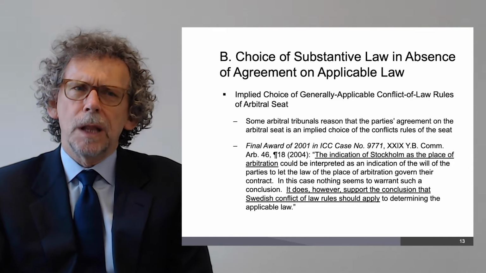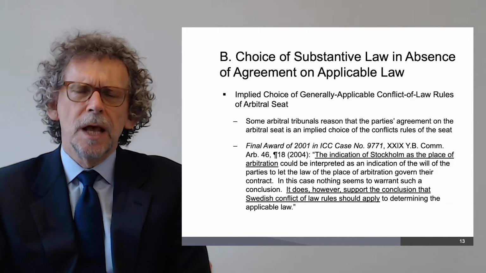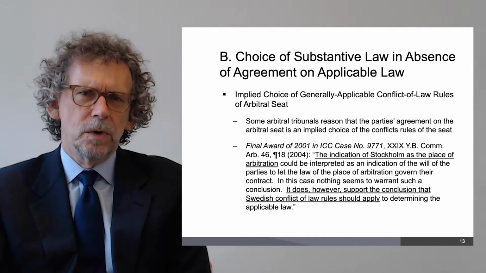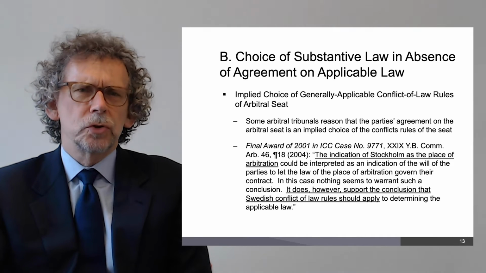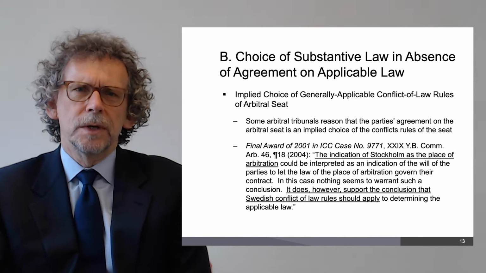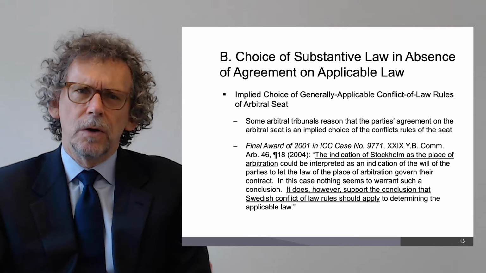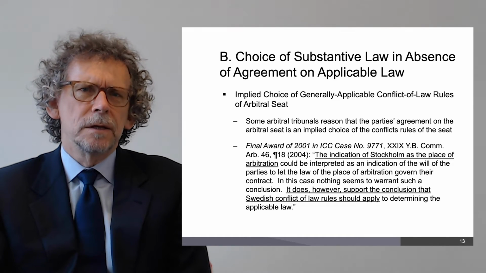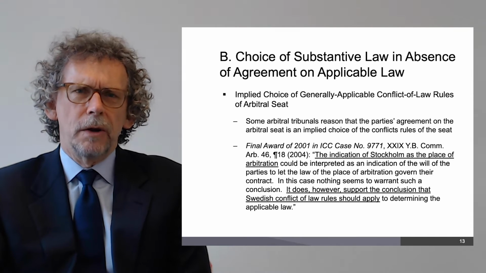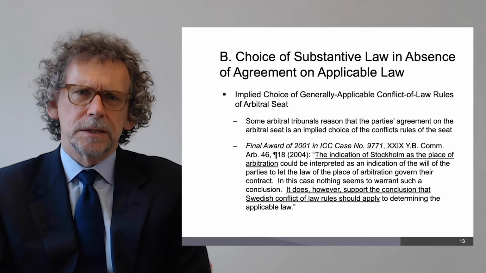Second approach is applied choice of generally applicable conflict of law rules of the arbitral seat. This approach differs slightly from the previous one in that it looks to the parties' agreement on the arbitral seat and treats it as impliedly also selecting the choice of law rules of the arbitral seat. It's an implied choice which could be overridden by express provisions or by other indications of the party's intent, but it nonetheless produces the same result as the previous approach, namely requiring application of those choice of law rules which would be applied by a local court in domestic litigation.